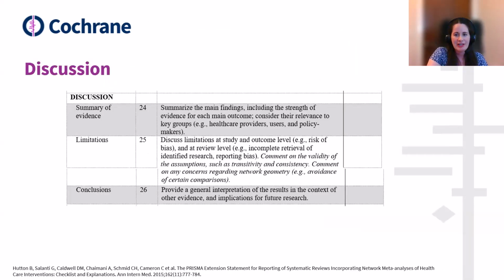For the discussion section of an NMA review, there are 3 PRISMA items. The first is to summarize the evidence, and this should be mainly based on what is reported in the summary of findings table. Any limitations should be noted, including the validity of the transitivity assumption. Finally, a conclusion section is required, which is similar to any other kind of systematic review, providing a general interpretation of the results in the context of other evidence and the implications for future research.